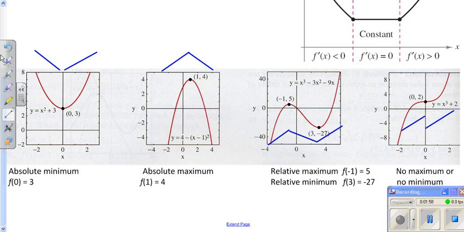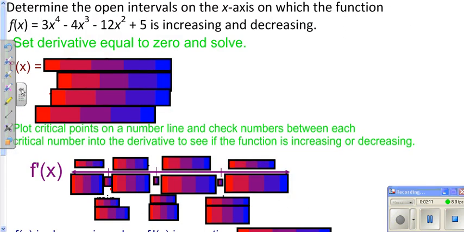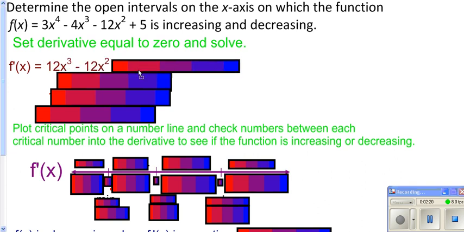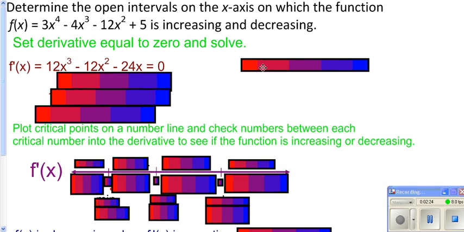When we're looking for maximums and minimums, sometimes they'll be absolute like the first two, sometimes they'll be relative. Highest point in the area or lowest point in the area, but not of the whole graph. So here we need to go ahead and find our critical points to be able to see where our derivative is increasing and decreasing. So you take your derivative, set your derivative equal to 0, because remember your critical points are where your derivative is 0 or your derivative is undefined.